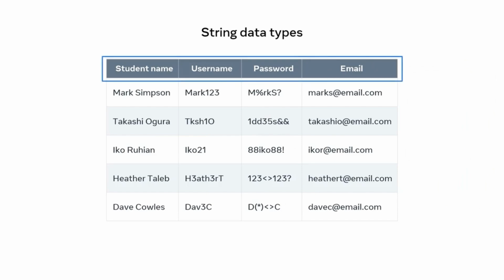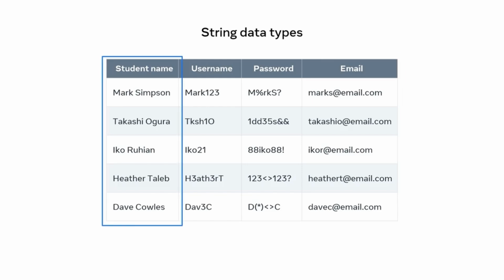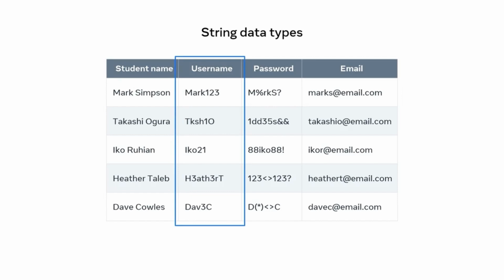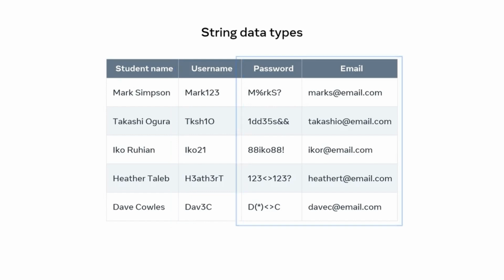It stores this information under the following 4 columns: student name, username, password, and email address. The student name column contains only alphabet characters. The username column contains alphanumeric characters, and the password and email columns contain a mix of character types. String data type is a generic term used for different string data types in the database.